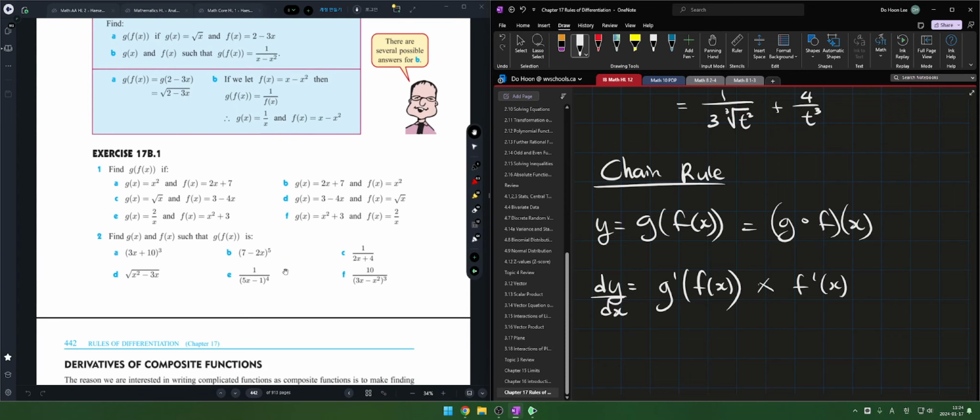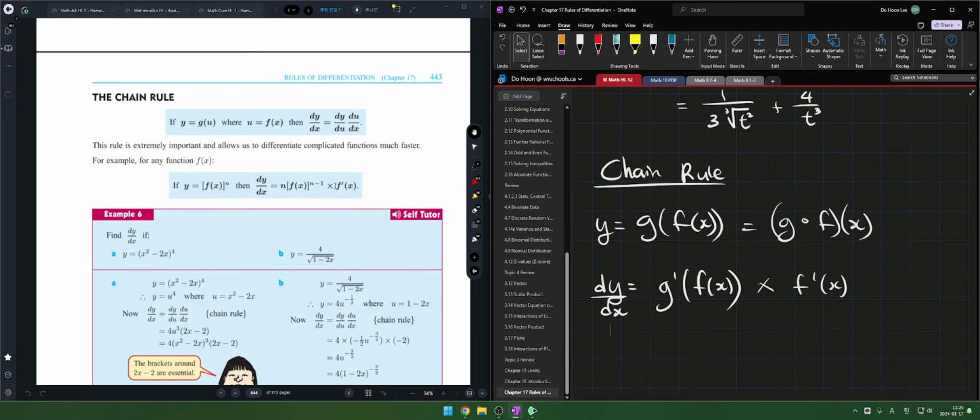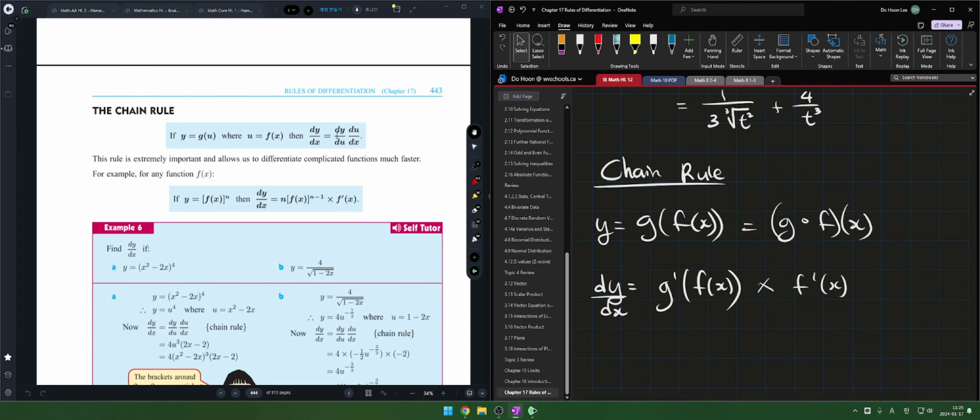Okay, so let's take some examples. The chain rule is y equals g of u, where u is f of x, and dy over dx equals dy over du times du over dx. This is what it says in the textbook. I'm not really sure, because this u thing is quite complicated in my mind. But the idea is that it's dy over du times du over dx, so it's like the du are cancelled out. It's kind of weird, but that's how you see it in the formula book.